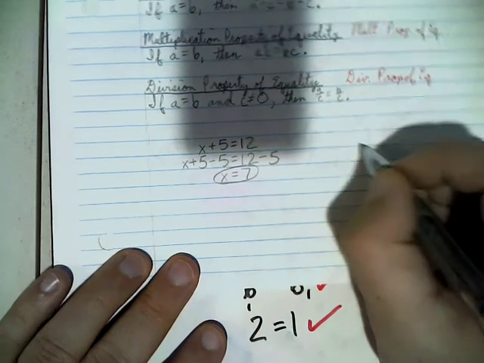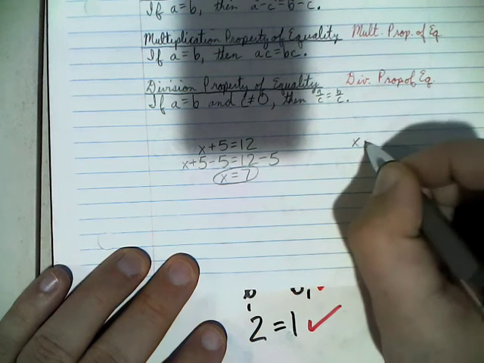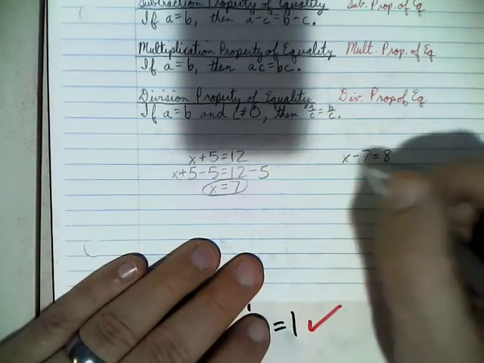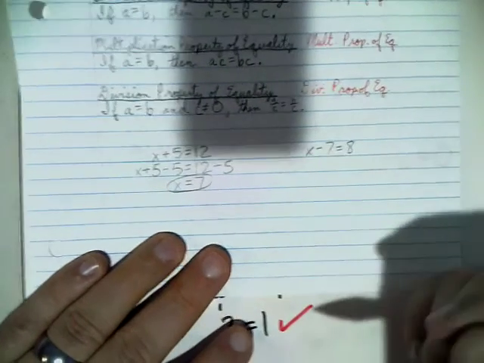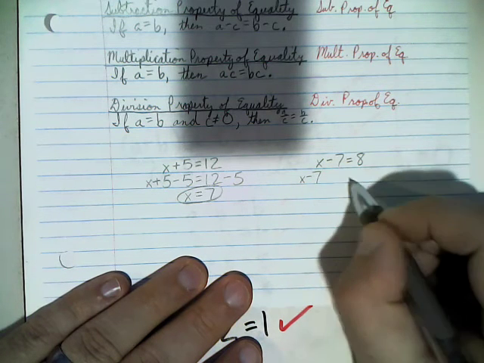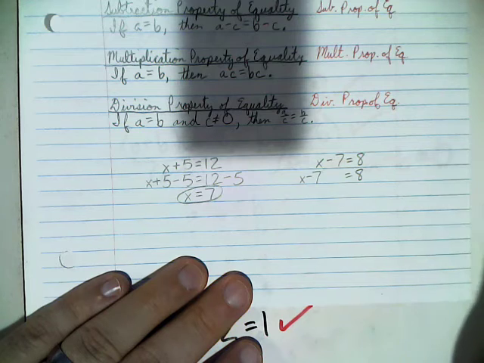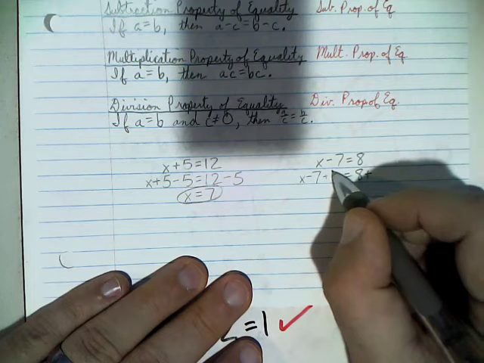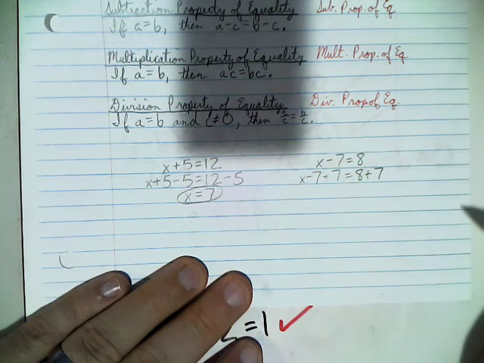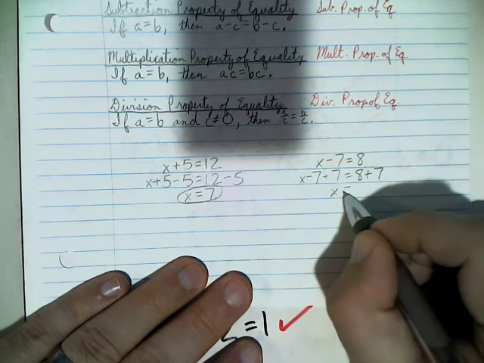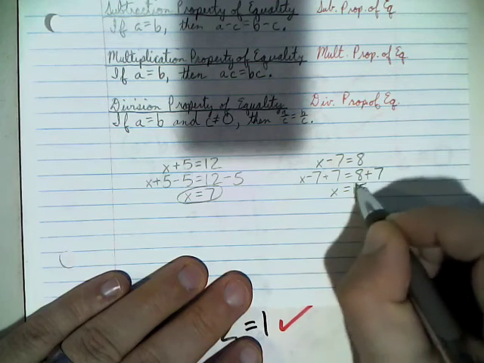Okay. I'm going to come over here. Let's say we had x minus 7 equals 8. So that minus 7, the inverse operation of subtraction, is addition. So if we use an addition property of equality, we're going to take the left side and the right side, and we're going to add the same number on both sides. Well, in order to cancel out a minus 7, we're going to have to add 7 to both sides. The minus 7 and the plus 7 are inverse operations. They cancel each other out, so we're left with just x. And then 8 plus 7 is 15.